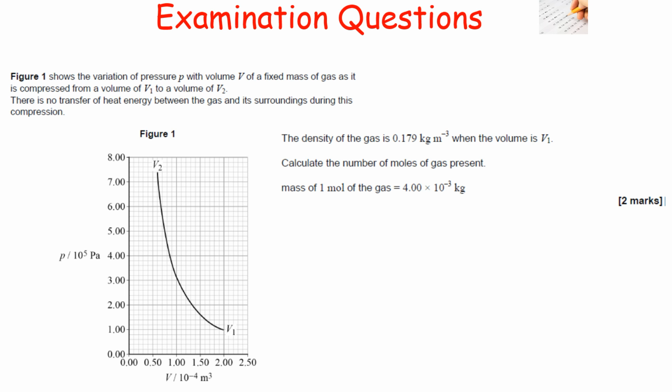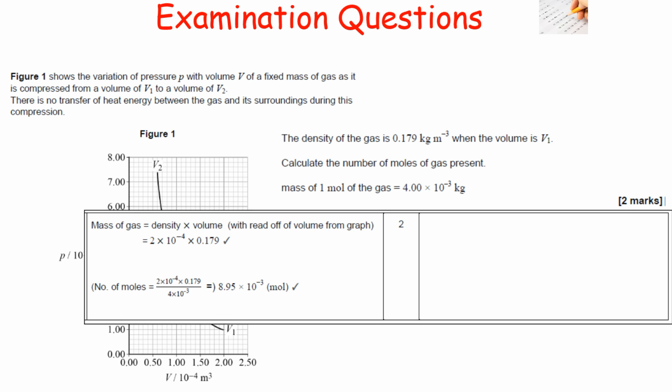Well, for this type of question, we've got to remember that the mass of the gas is equal to density times volume. You know that's because density is mass over volume. You really know this is where we're going in the question because we're given density in the actual blurb of the question, and mass as well. So we can work out what the mass of the gas is by saying density times volume, and you can read the volume off the graph at V1. So we can work it through, and we can work out the mass is therefore going to be 2 times 10 to the minus 4 multiplied by 0.179. What we can then do is say that the number of moles is going to be equal to the total mass of the gas divided by the mass of 1 mole.